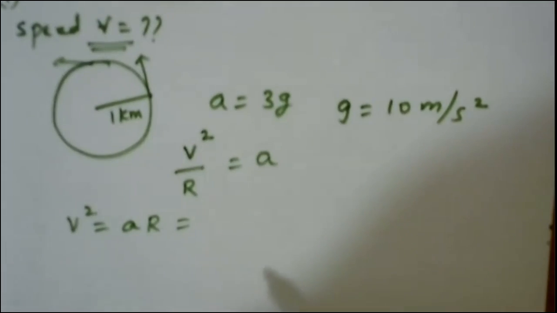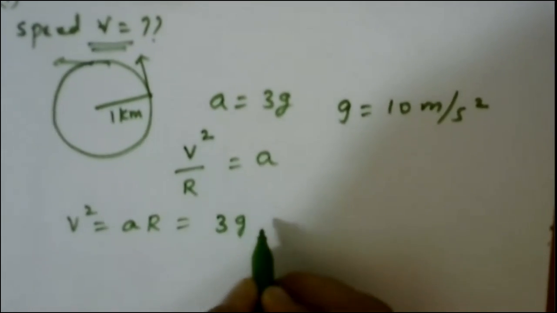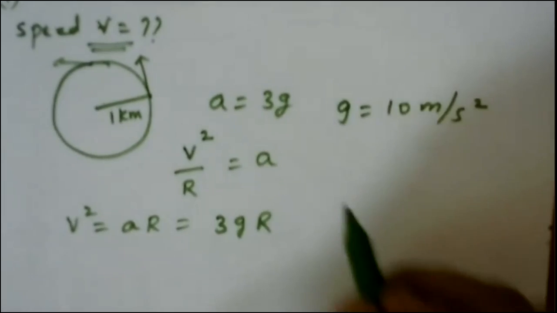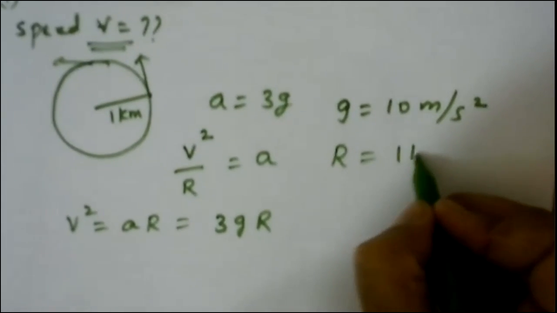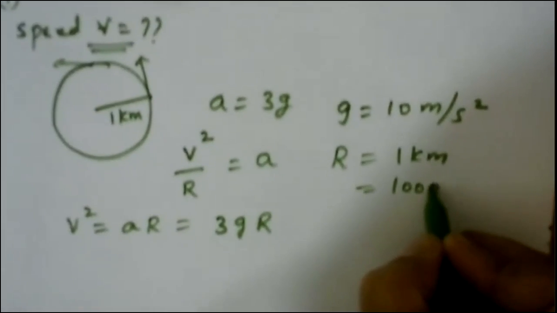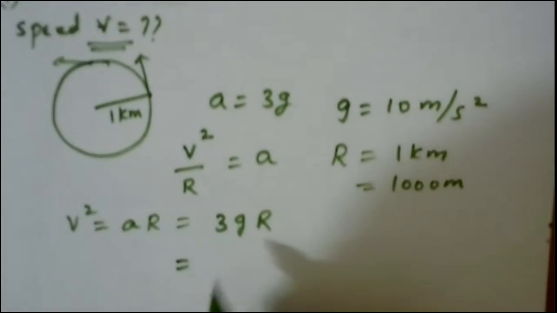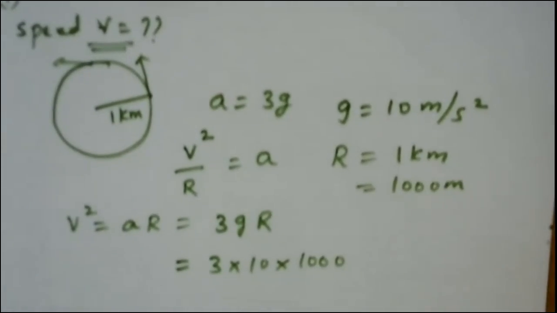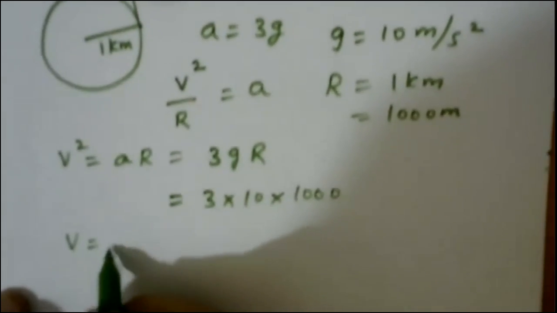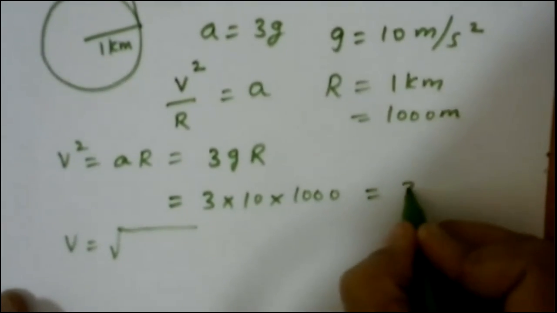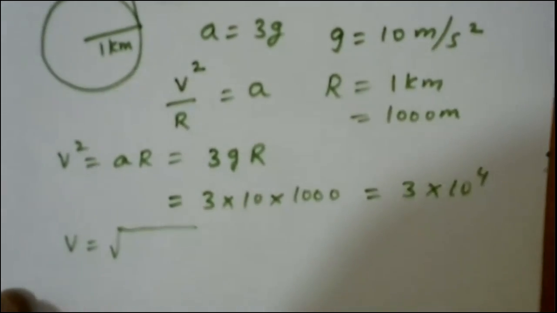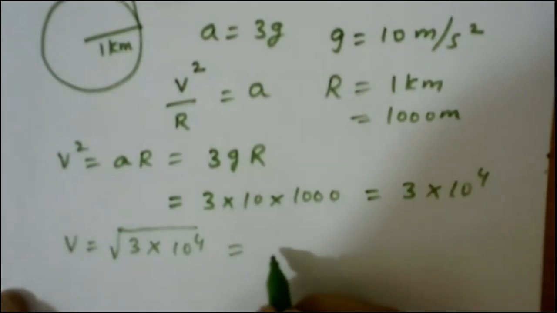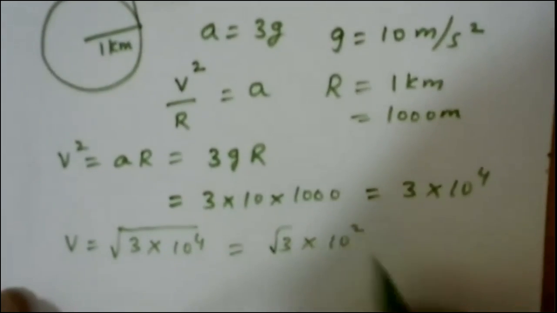Now substitute the value of a, which is nothing but 3 times g, into r. Now what is r here? R is nothing but 1 kilometer. Since the value of r is given in kilometers, we need to convert it into meters, which is equal to 1000 meters. Okay. So let me substitute all this. This is 3 into 10 multiplied by 1000. In other words, I can write v is equal to the square root of 3 into 10 to the power of 4, which is equal to root 3 multiplied by 10 square.